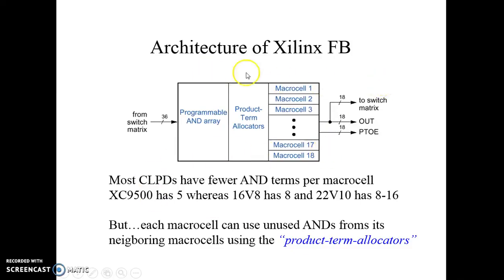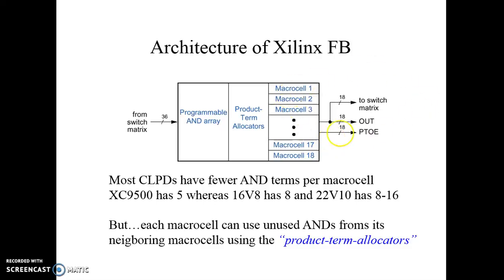This is the architecture of the Xilinx function block. The function block is comprised of 18 independent macro cells, each capable of implementing a combinational or registered function. The function block also receives global clock, output enable and set reset signals. The function block generates 18 outputs that drive the switch matrix. These 18 outputs and their corresponding output enable signals also drive input-output blocks.